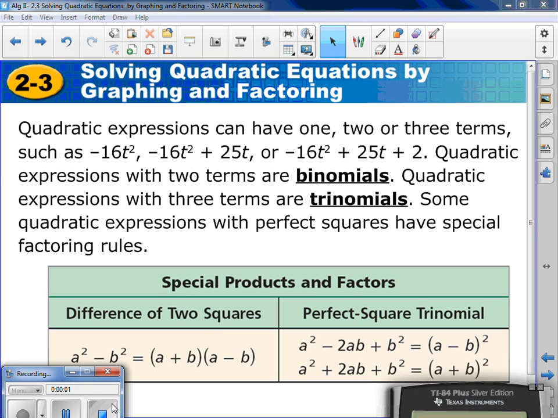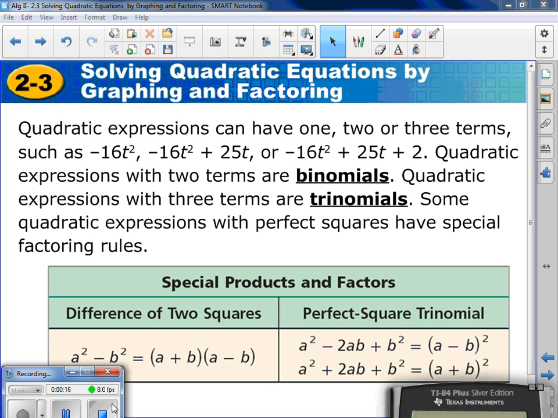Now, in the previous lesson, we talked about the different quadratic expressions. If it had 2 terms, it was a binomial. 3 terms, it's called a trinomial. Sometimes you have ones that are special. And we talked about the different types that were special.